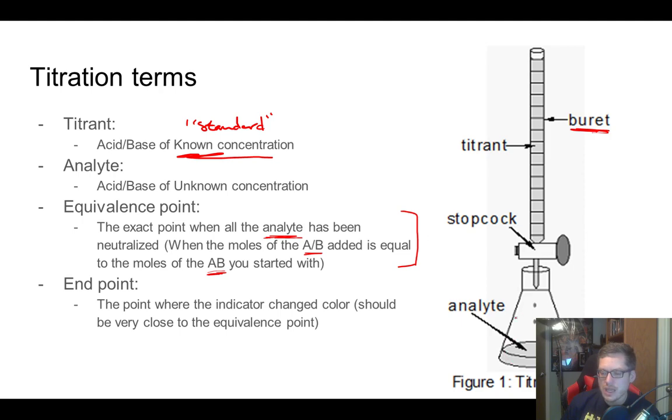If you're analyzing an acid, then you'll put a base up here, and if you're analyzing a base, you'll put an acid up here. Once you've reached this equivalence point, that's when those two moles are equal to each other. So you've added a certain amount of moles of acid, and a certain amount of moles of base that you had in here. Now your end point is the point at which your indicator has changed color.